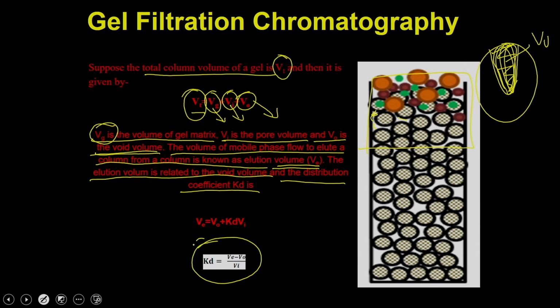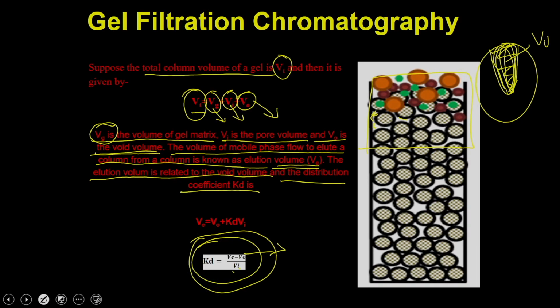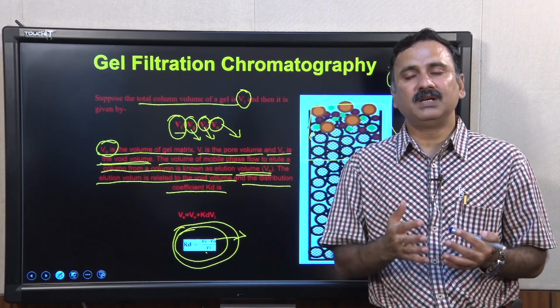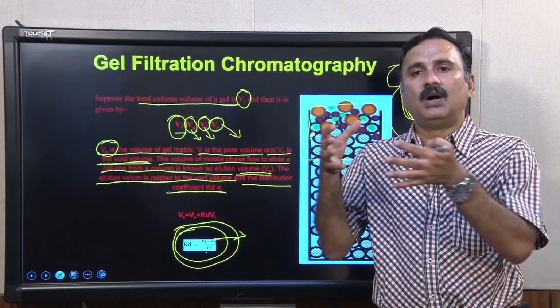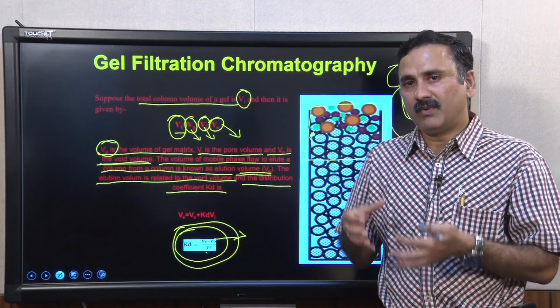That is how the distribution coefficient is given in terms of Kd, equal to Ve minus Vo divided by Vi, because this is the outside volume in which the molecule is present, versus the total pore volume. The concentration of the molecule within the pore versus the concentration of the molecule outside is known as the distribution coefficient, and that is a very important parameter to characterize or evaluate any protein or any molecules within gel filtration chromatography.